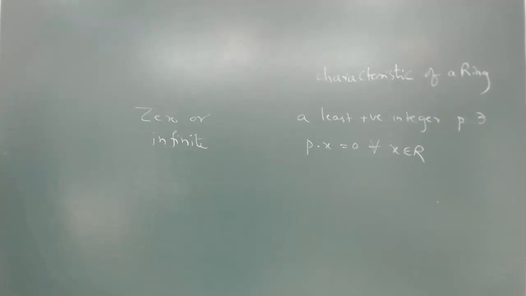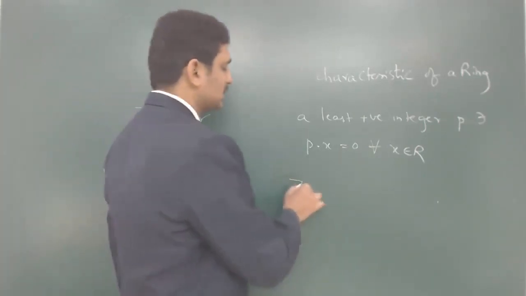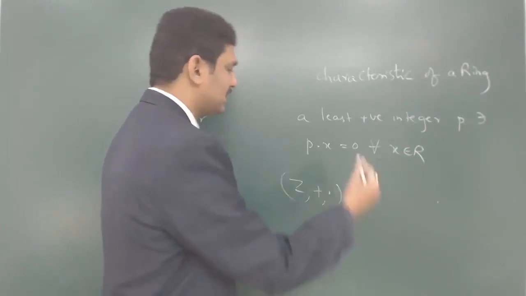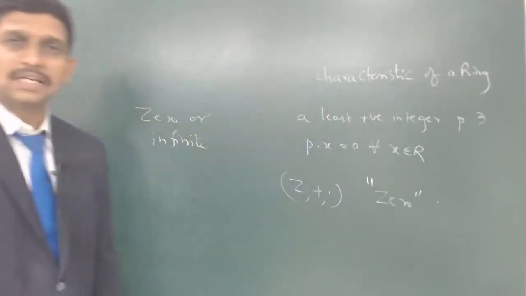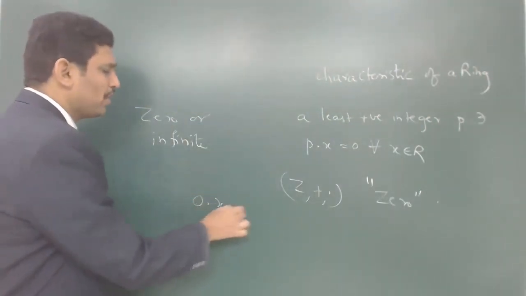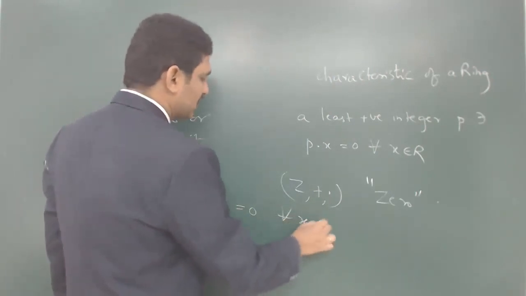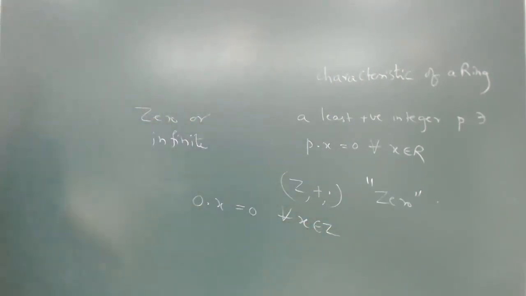And one good thing is, if you consider the ring of integers (Z, +, ·), its characteristic is 0. Because by multiplying with 0 only, you will get 0 for every integer. If you take any other number apart from 0, you will not get 0 for the ring (Z, +, ·). So the characteristic of the ring (Z, +, ·) is nothing but 0. Okay? Please take a note of the definition.